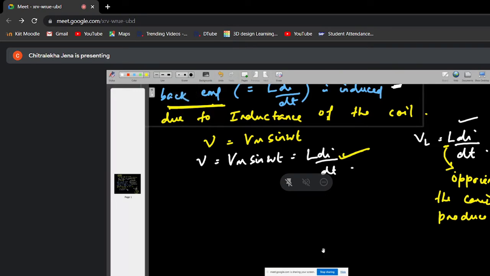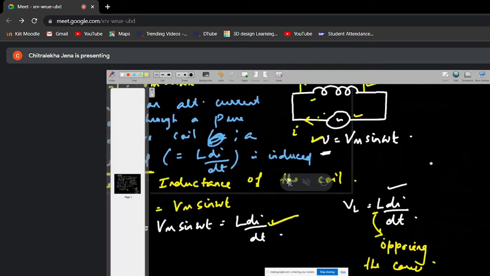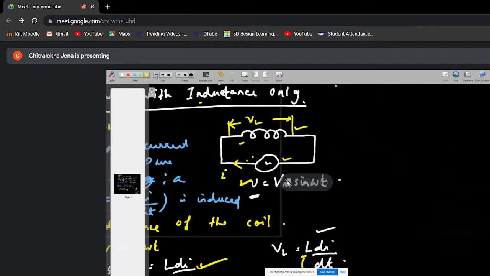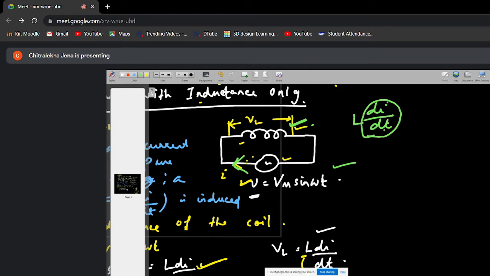Lenz law tells that when there is an EMF, according to your Faraday's first law, what is your Faraday's first law? When you are applying some voltage and the current is an alternating current, there is a rate of change of current. So due to the rate of change of current, an EMF will be induced here. According to the value of the inductance, a voltage will be induced. This voltage we call it as what? It is called as back EMF.